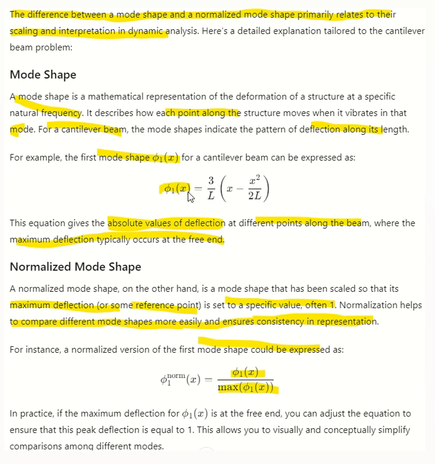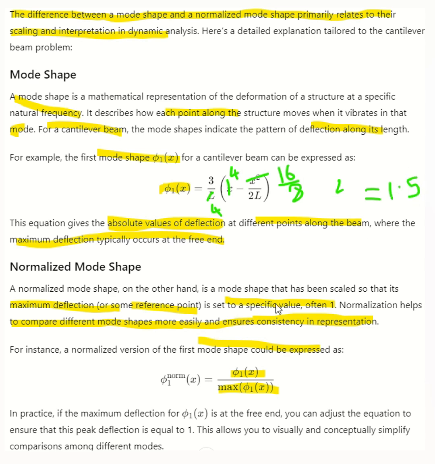Suppose it is 4 meter, so x is 4, right? x equal to 4, x squared equal to 16, 16 divided by 8, since 2 into 4 is 8. So this becomes 2. 4 minus 2 equals 2. So 3 into 2 divided by 4, that means 6 divided by 4, that is 1.5. So phi 1 of x becomes 1.5.